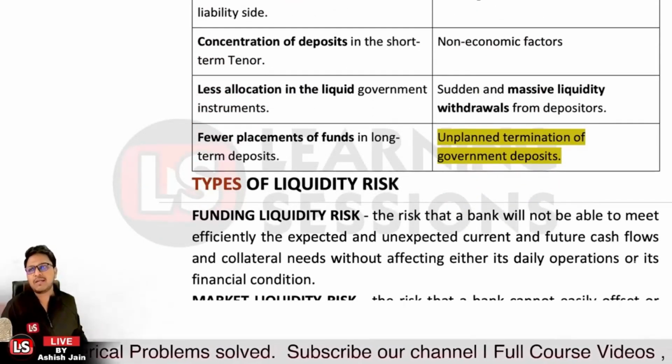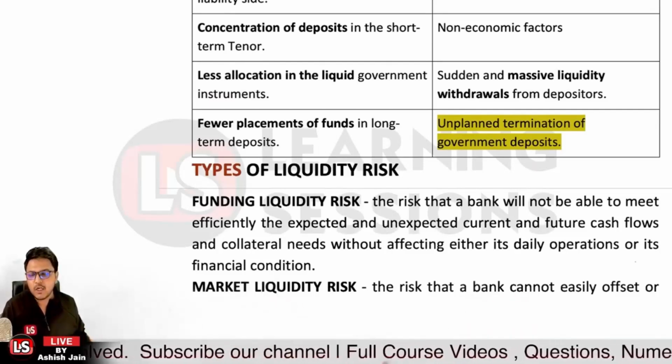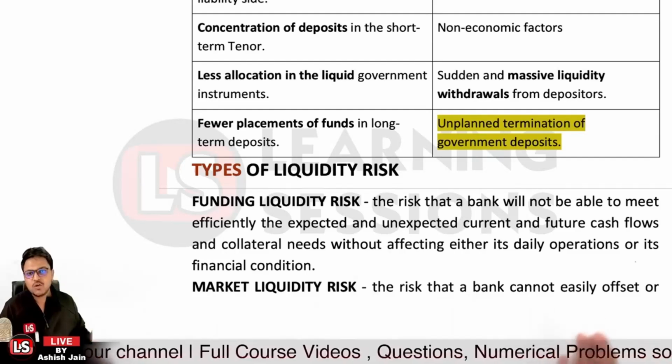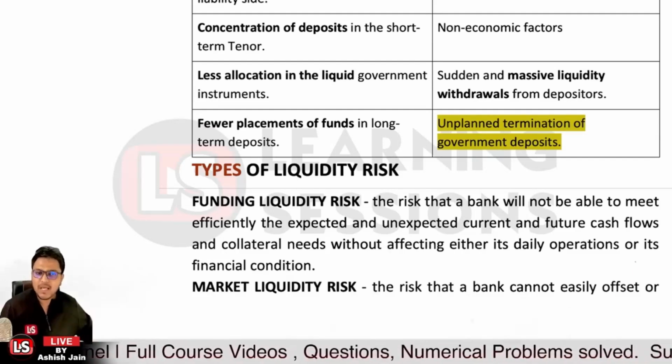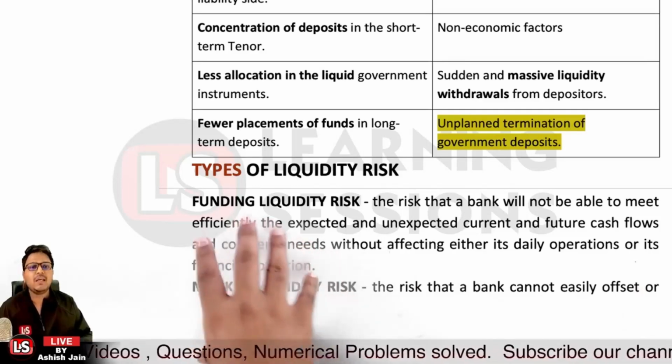The next one is related to types of liquidity risk. First of all, it's funding liquidity risk. Funding liquidity risk is particularly related to the expected and unexpected current or future cash flows, where you're not able to meet those obligations. Okay, so that's the case related to funding liquidity risk.